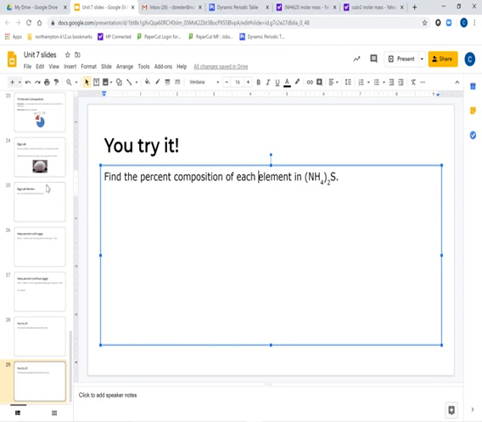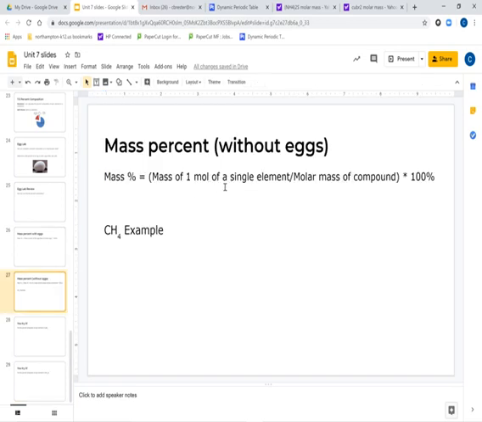So again, I don't think that the math is terribly difficult, but the equation can be tricky because we don't often think of using those numbers like that.